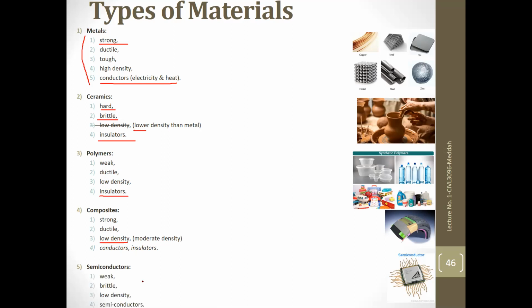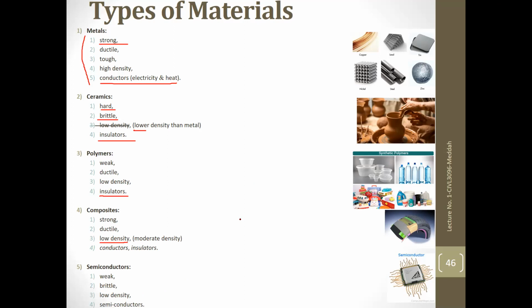Then lastly, the semiconductors. Semiconductors, as we said, have electrical properties, but in terms of strength, they are weak. They don't have any significant strength. Also, they are brittle materials. They have low density. And in terms of conductivity, of course, they are called semiconductors. They are not fully conductors. They are just semiconductors, in between. They are not insulators.